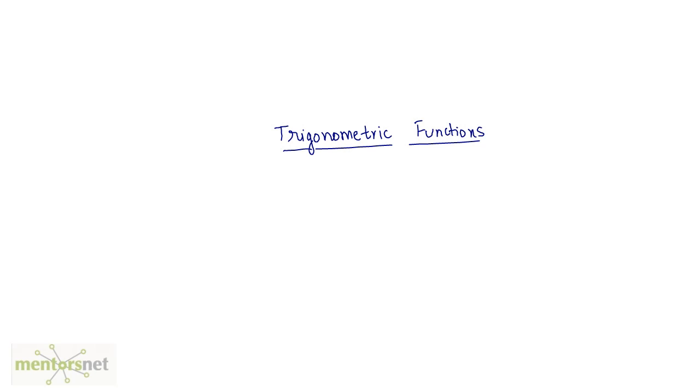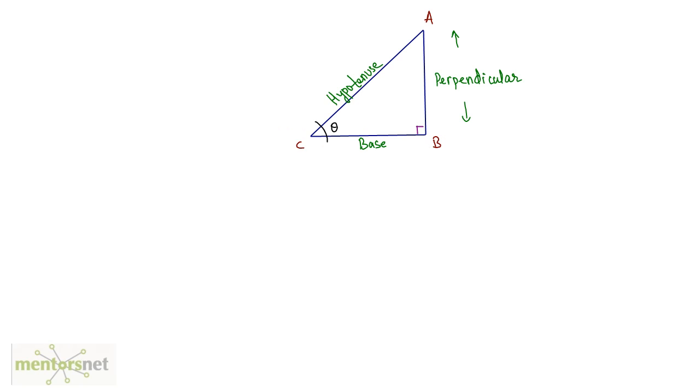Hey everyone, in this video I'm going to talk about trigonometric functions. So first of all, trigonometry is all about triangles, and trigonometric functions are those functions of angle that help us to calculate one of the unknown sides of the triangle. So let us look at what are these functions. These functions basically relate to a right angle triangle only.